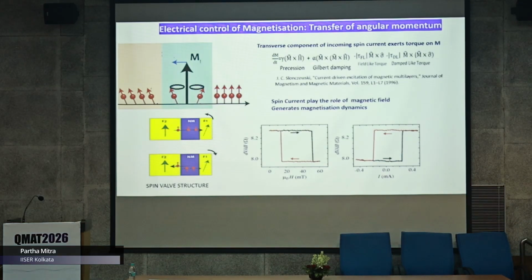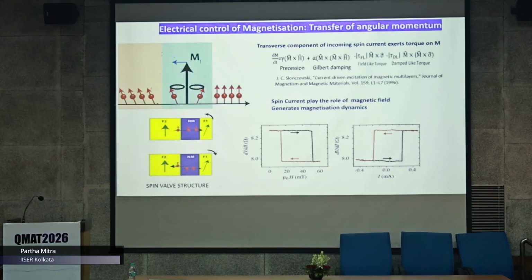So the question is, what happens to the angular momentum which is transverse to the magnetization? The answer is the ferromagnet absorbs it. And as soon as it absorbs it, it will undergo a torque. It will move. So this is the idea that if you have a spin current incident on a ferromagnet, you can induce magnetization dynamics without using any magnetic field. It is as if the spin current behaves like an effective magnetic field.